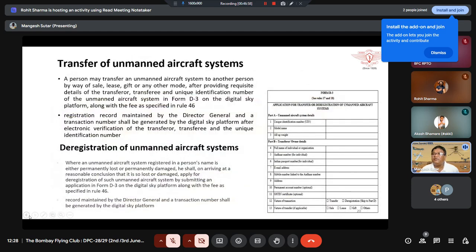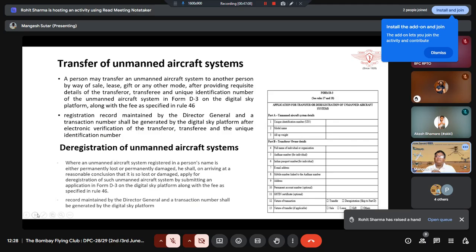Any questions before I move to the zone of flying? Any questions you have so far? Yes, Rohit. I want to ask how many UIN numbers we can register on our individual name? Every drone should have one UIN number. UIN number is nothing but a number plate. Can we buy more, like keep 3-4 drones? You can buy hundreds of drones. There will be no limitation as long as you have registered your drone on the Digital Sky platform.